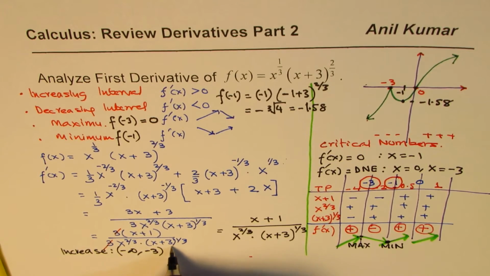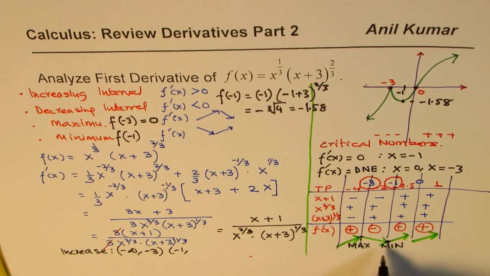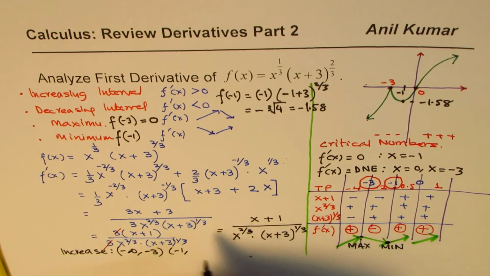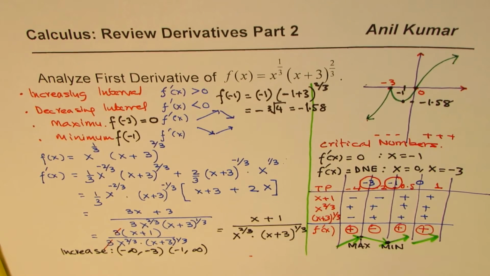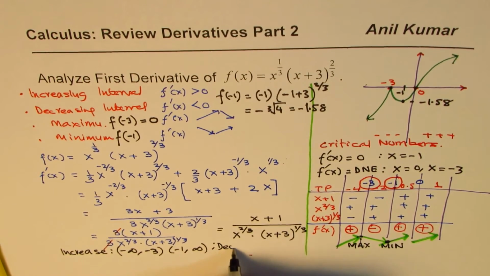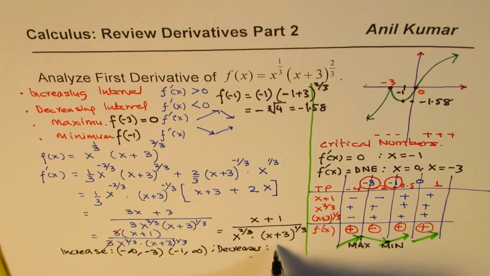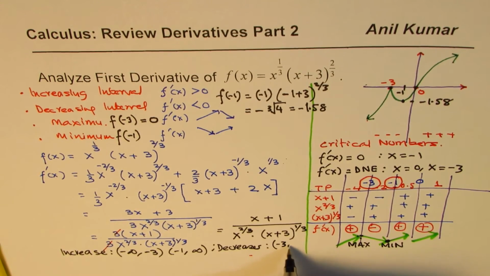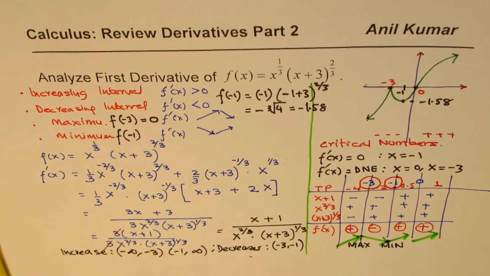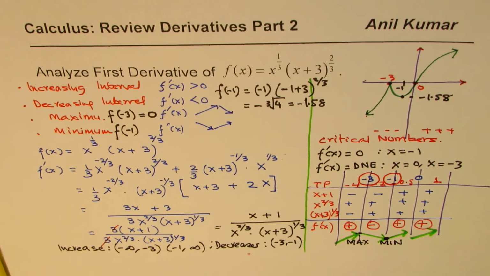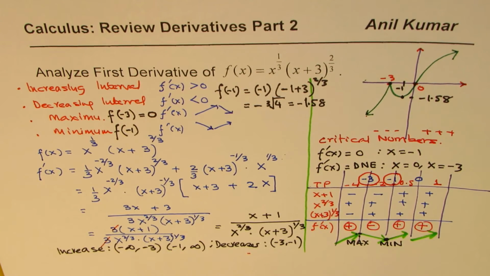And then again, it increases from minus 1 to infinity, right? So that is the increasing interval, and it decreases in this interval, minus 3 to minus 1. So it is from minus 3 to minus 1. Is that okay? So that is how we can actually summarize our learnings from part 2.